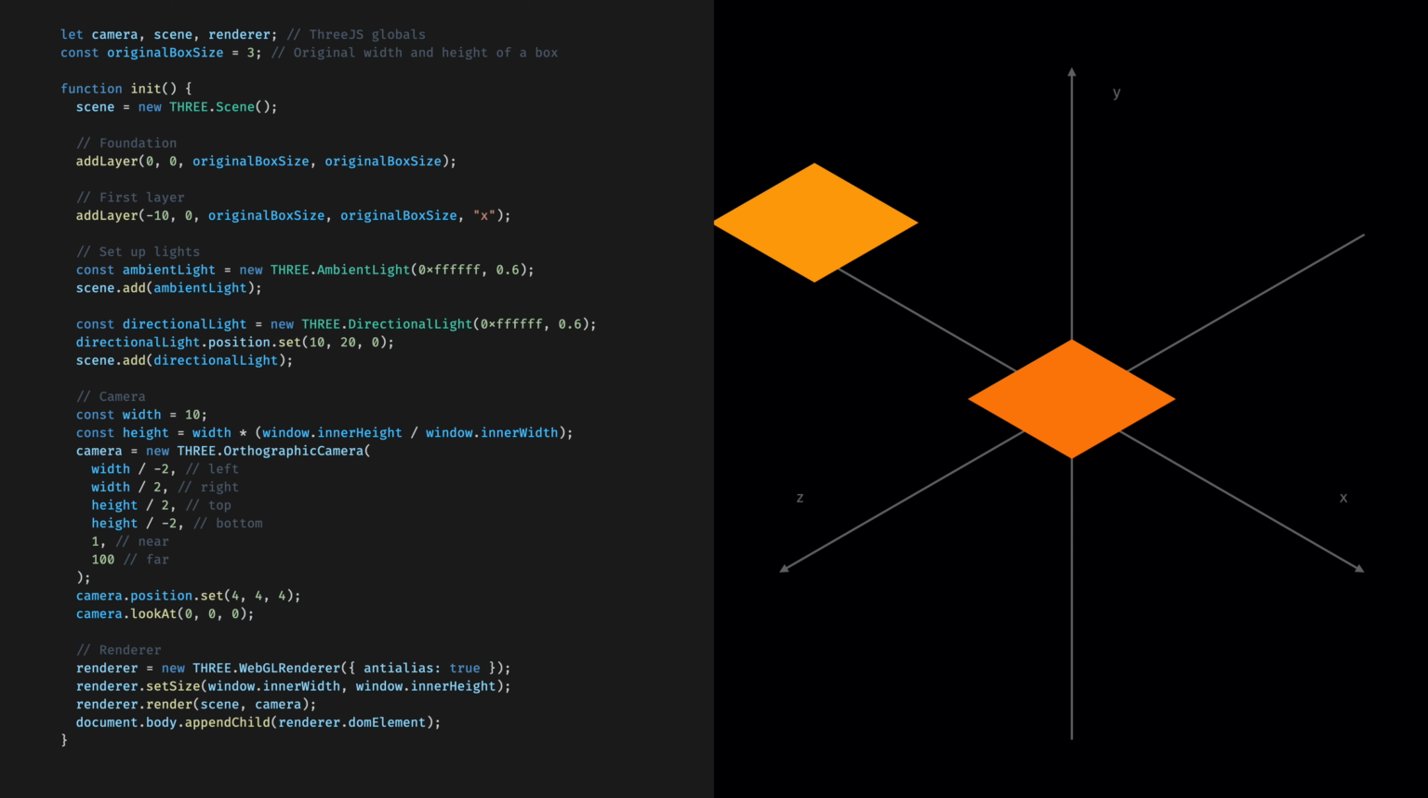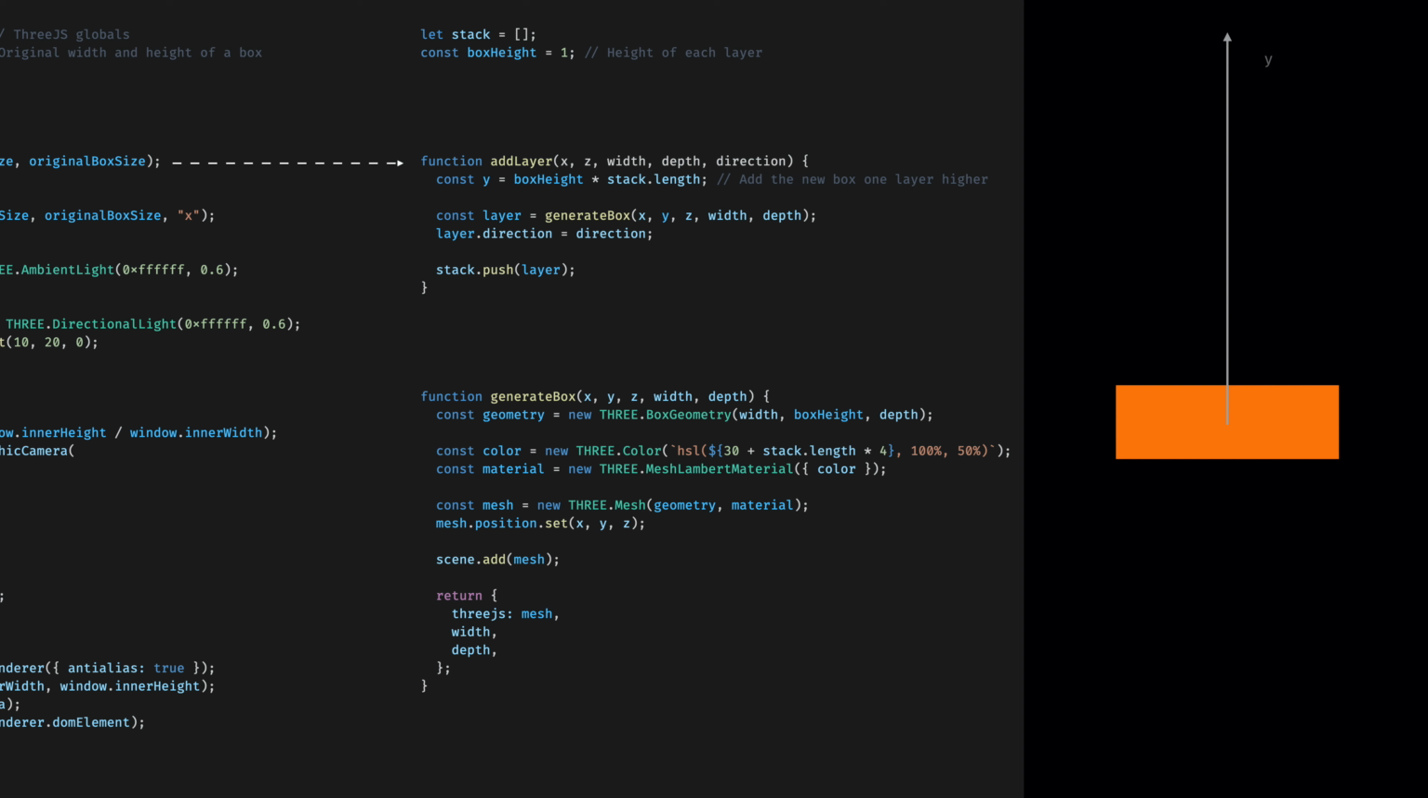So how is it implemented? The addLayer function adds a new box not only to the scene but also to a global stack array. This is just a JavaScript array. There's nothing special or Three.js specific about it. We just want to have a reference for each layer. Later, when we add animation, we will look up the top layer in this array. When we detect if the two boxes are overlapping or not, we will find them in this array as well.